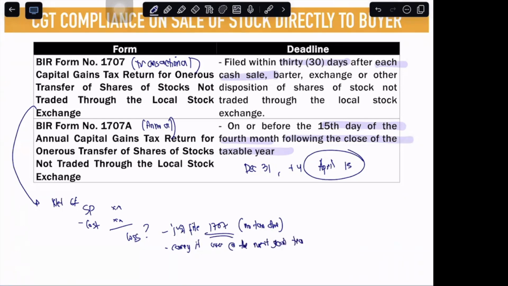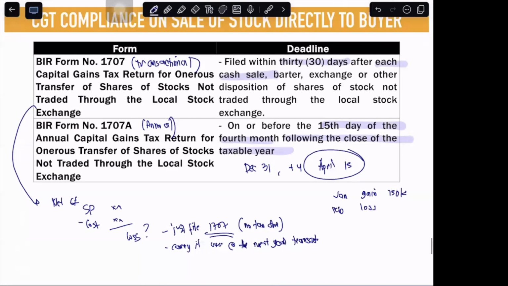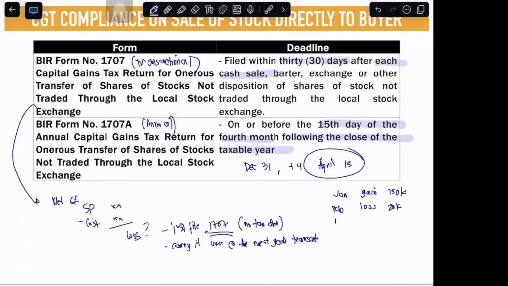Okay, so let's say for example, on January, you have a gain of 150K. On February, you have a loss of 20,000. On March, you have another gain of 80,000. So on January, you will file, right? So 150,000 gain multiplied by 15%, you need to file that. 150 times 15, that is 22,500. How about on February? You still need to file, but there is no tax due, zero.